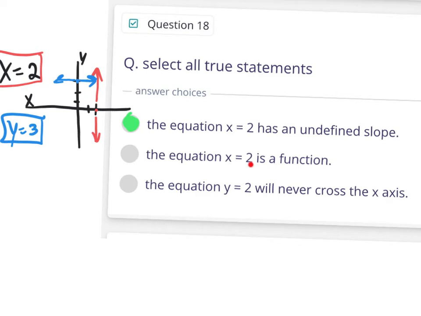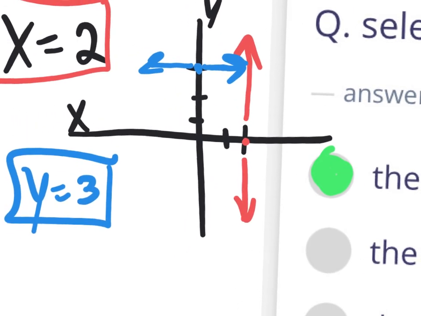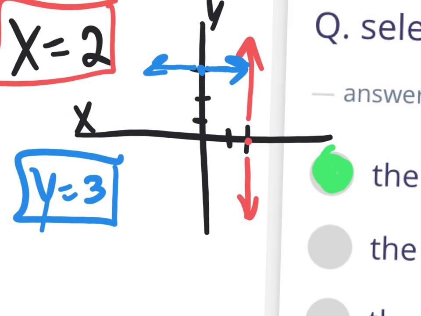It says select all true statements. The equation x equals 2 is a function. Well, this red line is the x equals 2 line. Will it pass the vertical line test? And the answer is no, right? Or you could think of it in terms of inputs and outputs with regards to coordinates. This coordinate right here is (2, 0). This coordinate right here is (2, -1). This coordinate up here is (2, 2). And all of these are x and y values, input and output values.